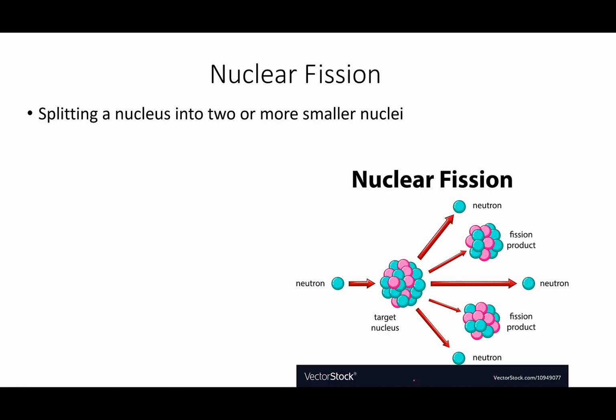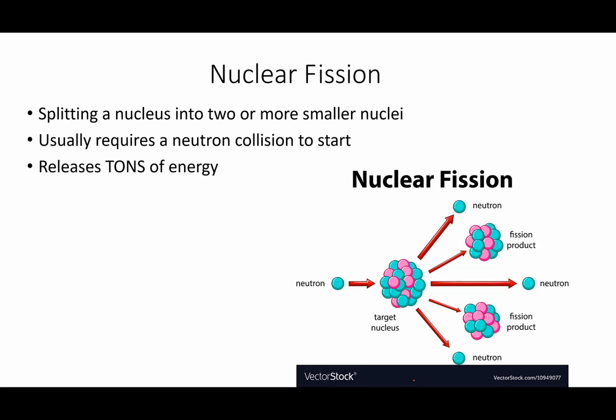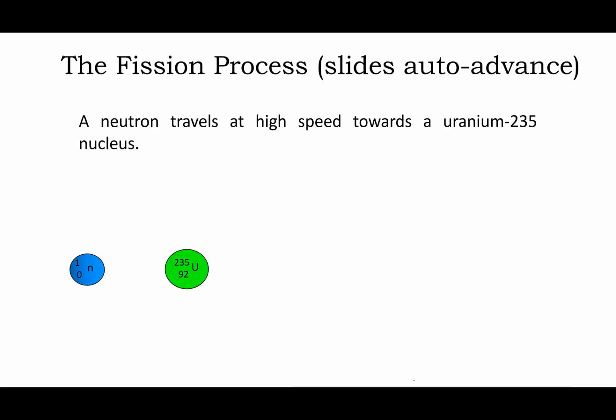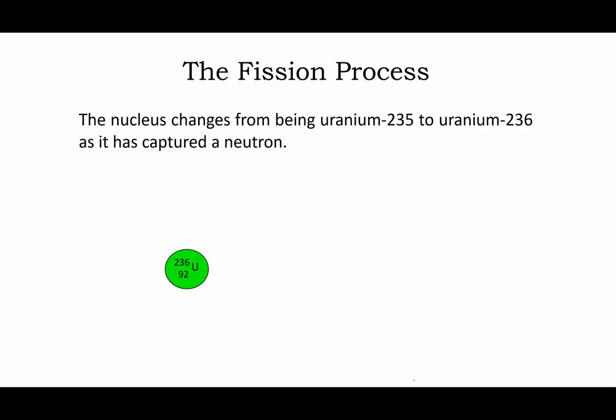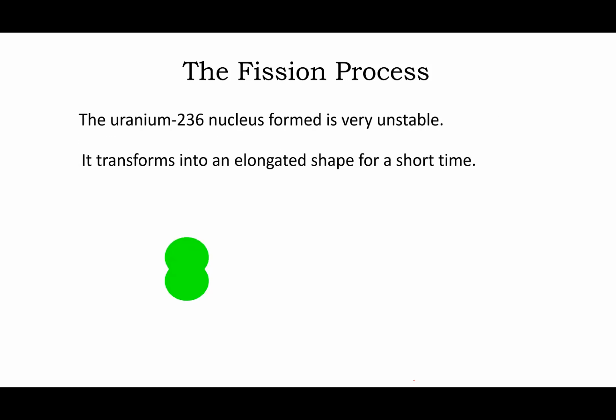Nuclear fission occurs when you split one nucleus into 2 or more smaller nuclei. Often it requires a neutron collision to start. So a parent nuclide eats a neutron, basically, and then spontaneously breaks down. It releases tons of energy. Here's an example. You have a neutron heading towards a uranium-235. It hits it. Then it spontaneously starts to split.